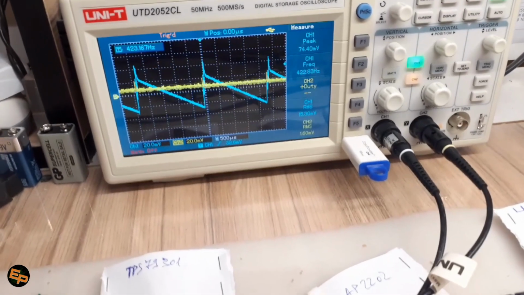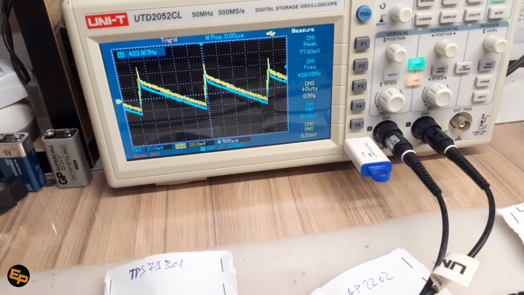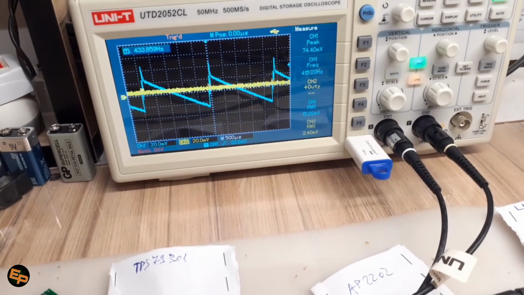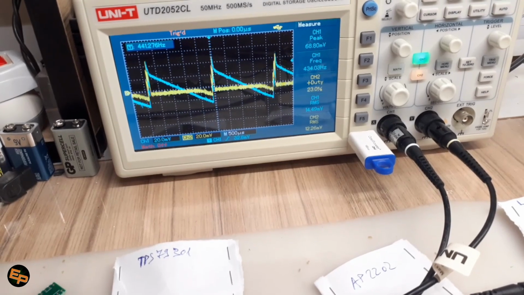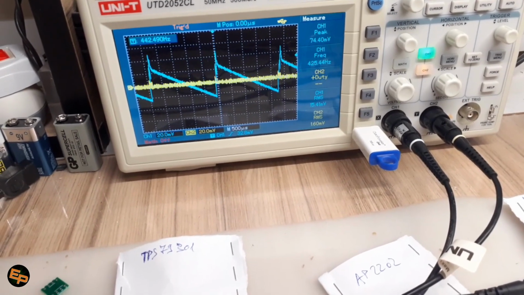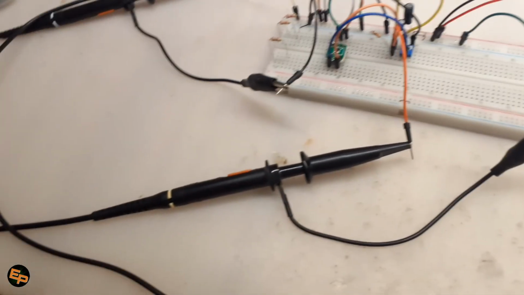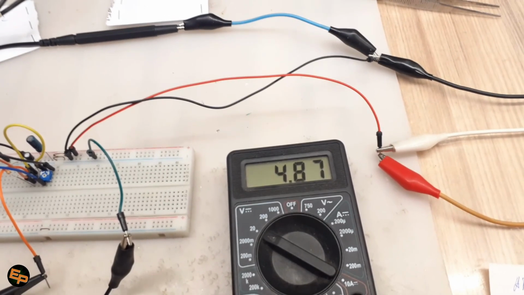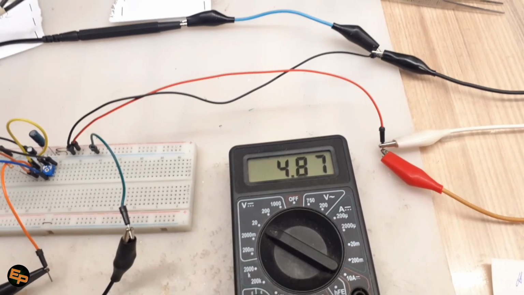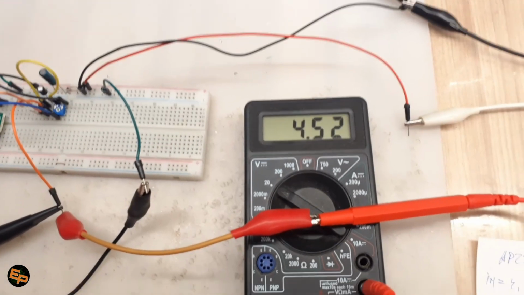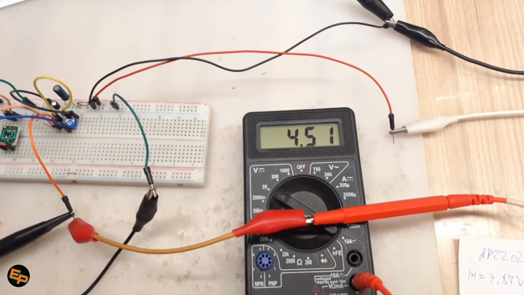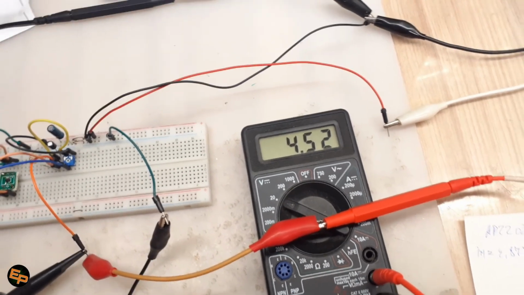Okay, for 100 milliamps, the same chip, but 100 milliamps of current, I performed the same operation. So here we have both channels coupled AC, 20 millivolts per division, in order to take a look only at the ripple. And then, taking a look at the voltages, on the input we have 4.87, and then on the output we have 4.5152 volts.